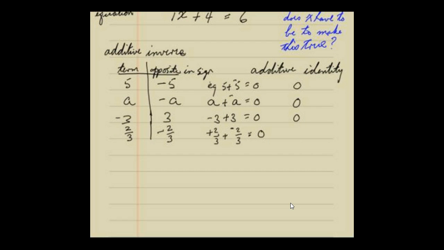Now, what about other symbols like pi? If I have pi, what's the additive inverse? Minus pi. If I have negative AB, what's the additive inverse? Positive AB, or just AB. By convention, whenever we say a number without saying positive, we know it's positive. So in this case we would have pi plus negative pi is equal to 0.